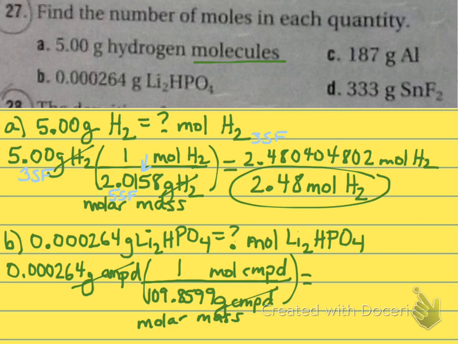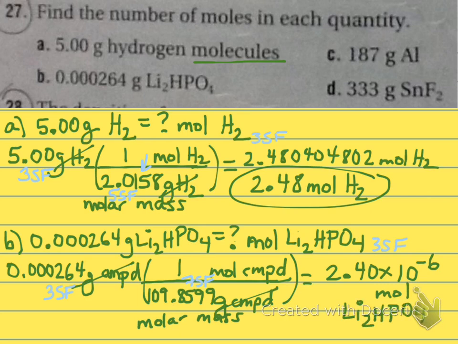So again, I'm going to go ahead and just do significant figures. I have 3 sig figs, and I have 3, 6, 7 sig figs. So my answer can have 3 sig figs. So I get 2.403060625 times 10 to the negative 6. So that's going to be 2.40 times 10 to the negative 6 moles of lithium hydrogen phosphate.